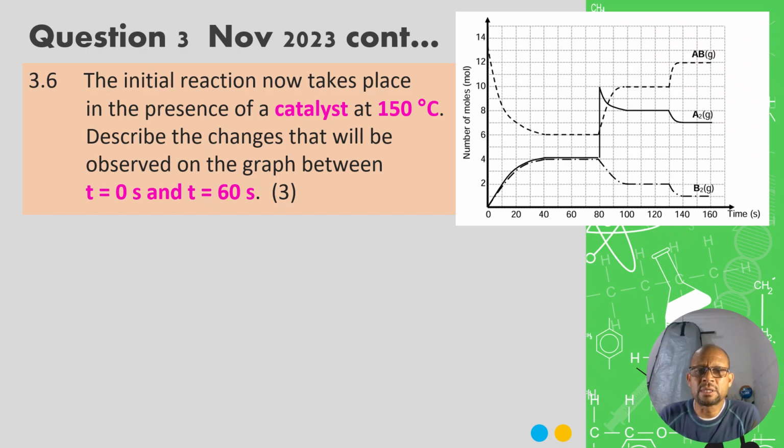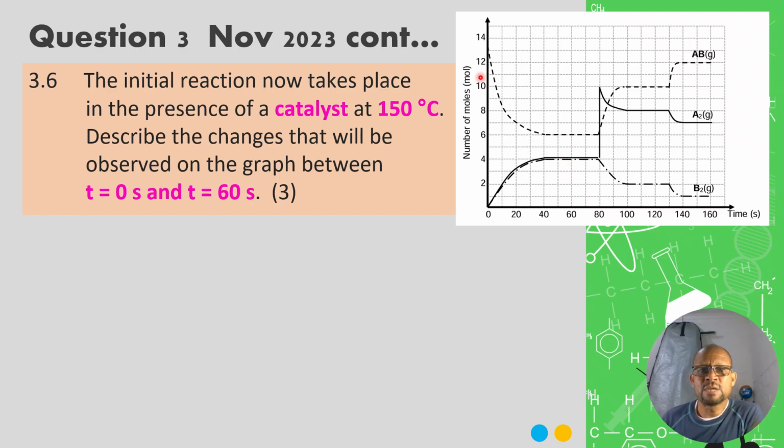The initial reaction now takes place in the presence of a catalyst at 150 degrees Celsius, which is the original temperature. Describe the changes that will be observed on the graph between T0 and T60 seconds. So they want us to look at the first part. That's when the reaction comes to an equilibrium. Now remember what a catalyst does. It creates the same amount of products, the same equilibrium is set up. The only thing is that the time it's going to take will be less.